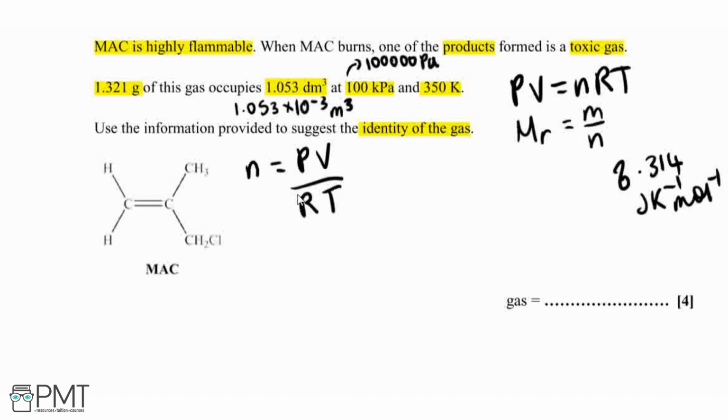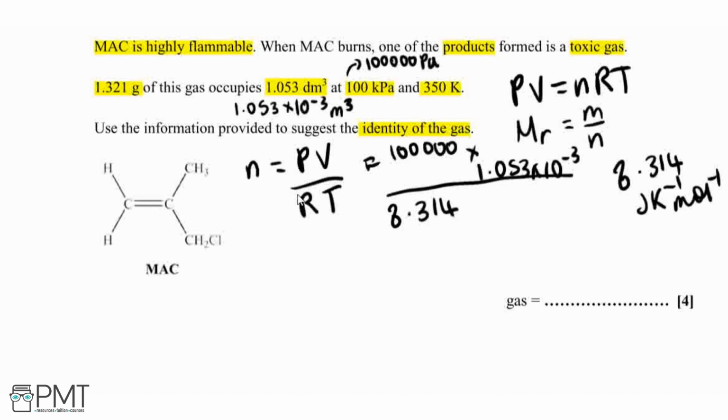So now we can plug in our numbers. So our moles is going to be equal to 100,000 pascals times by 1.053 times 10 to the minus 3 meters cubed, all divided by 8.314 for our gas constant, times by 350 Kelvin. And if you pop this into your calculator, this will give you a value of 0.0362 for our moles overall.